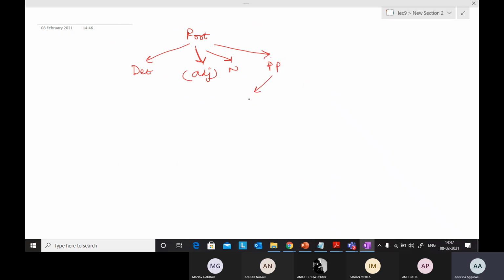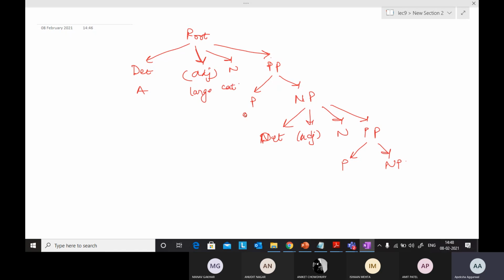Now the preposition phrase was further divided into a preposition and on the table. The table was again a noun phrase, and this noun phrase was further divided into a determiner, optionally an adjective, then a noun, and then optionally a preposition phrase, right? And then the preposition phrase was further divided, and so on. So you can say a large cat on the table by the door. Again, a determiner and a noun. So by the door. So, clear.